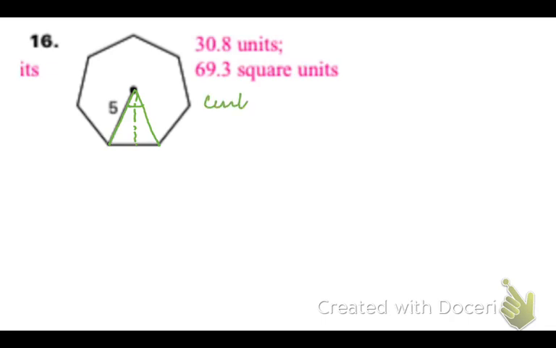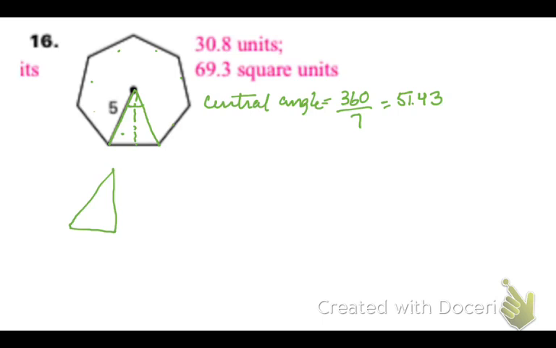Central angle is equal to 360 divided by the number of sides. And here we have 1, 2, 3, 4, 5, 6, 7. It's a septagon. It has 7 sides. 360 divided by 7 is equal to 51.43.